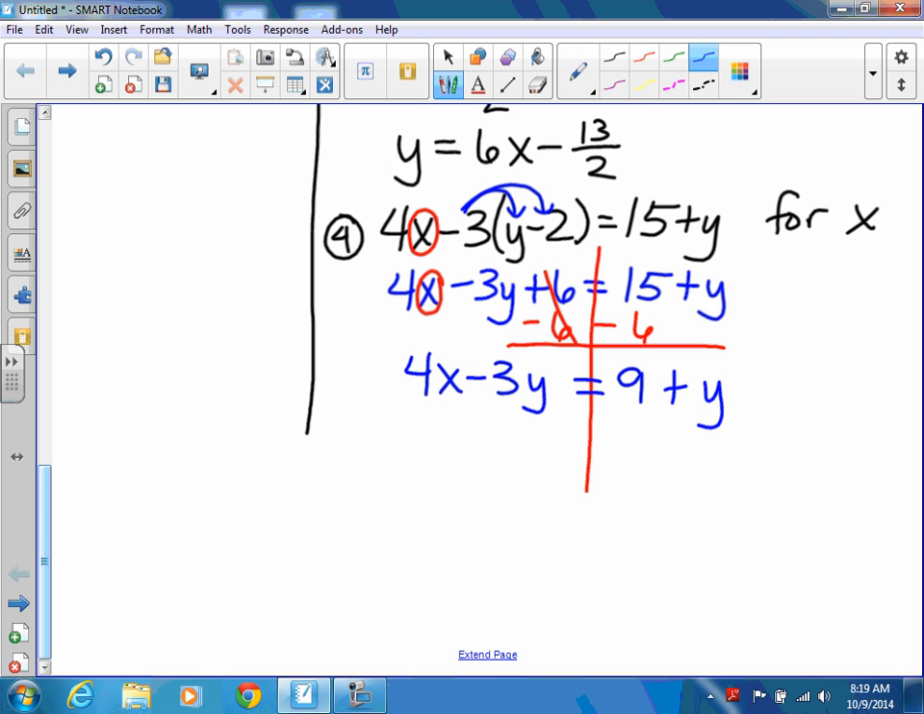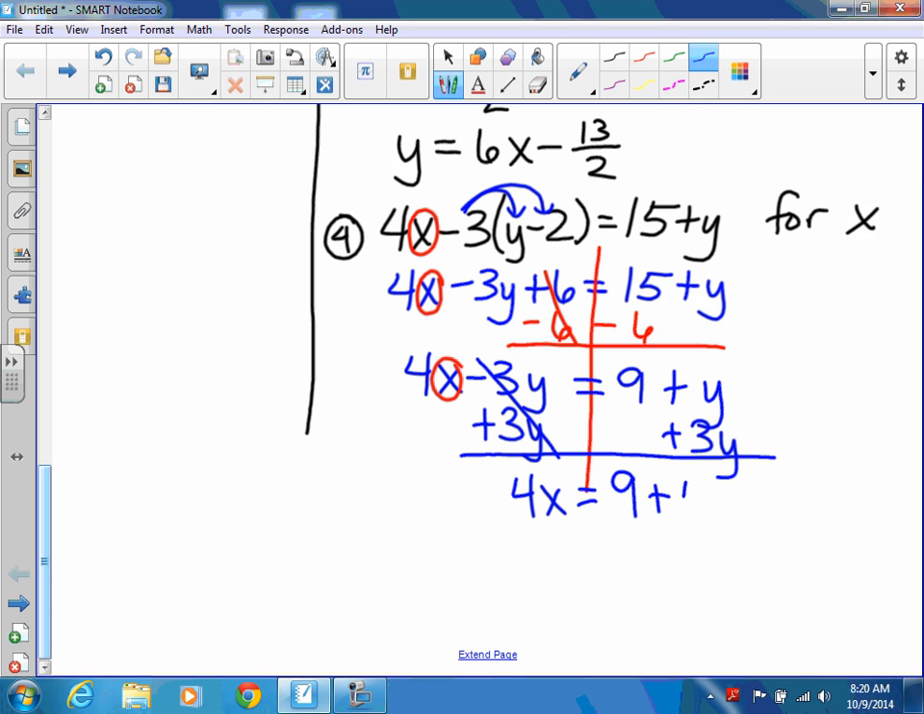Keeping in mind that we want the x to stay, now we have to get rid of the -3y, and to send it over the wall we have to do the opposite. So we're going to add 3y and make sure you line it up under its like term, and cancel it off. So at the next step we're at 4x equals 9 plus 4y.